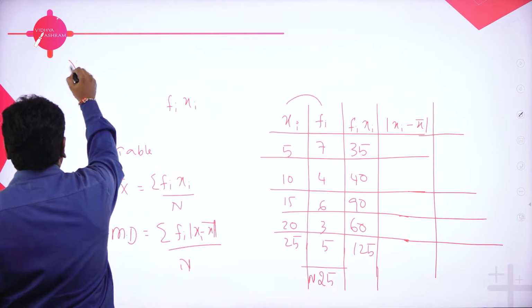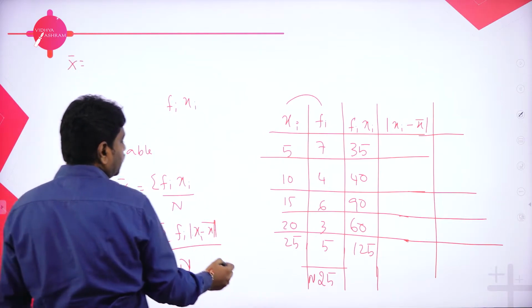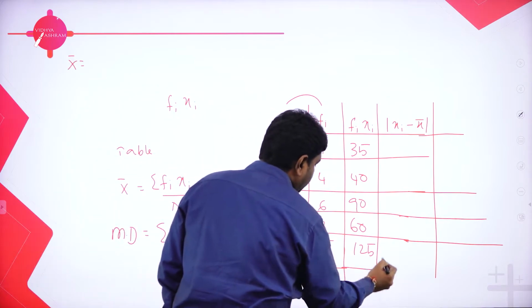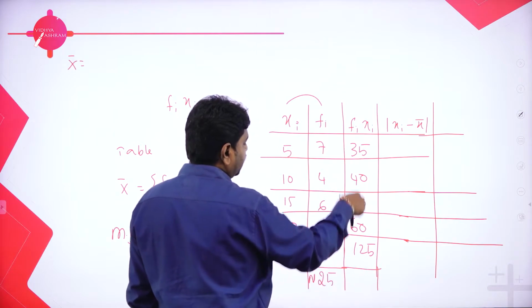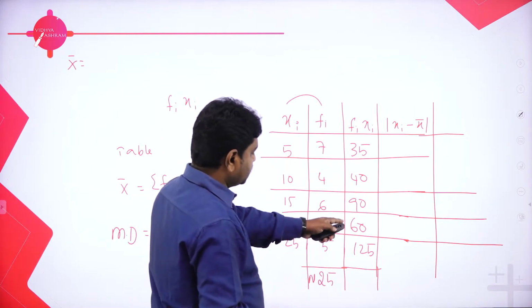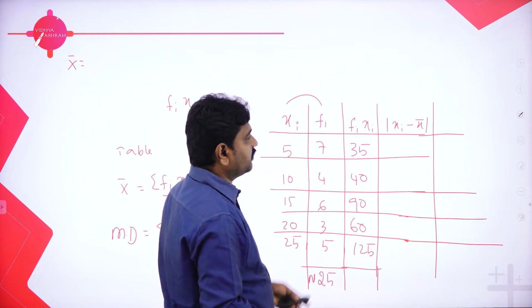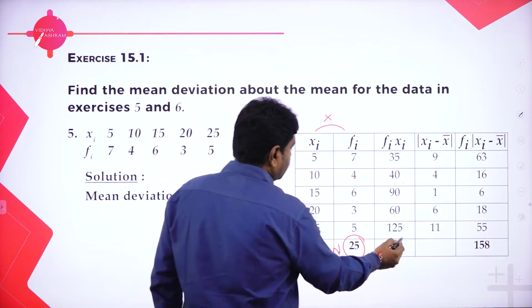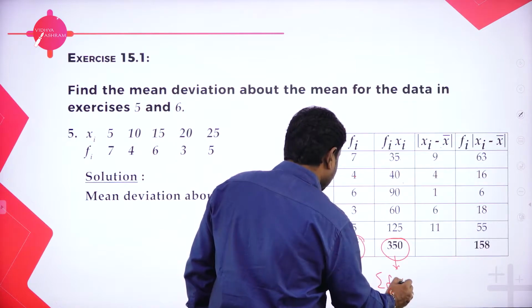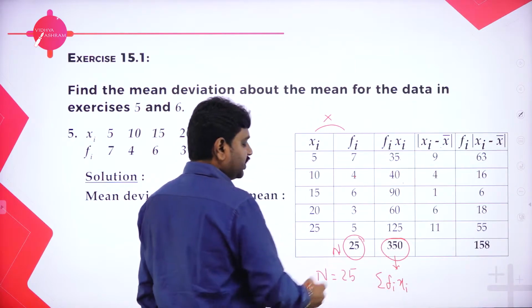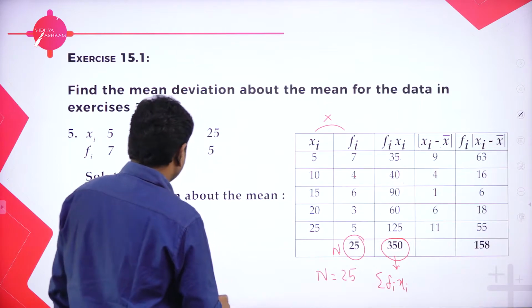How to find mean? X bar is equal to sigma fi xi by N. Sigma fi xi means I should add this column also. If I add this, from the table you add it. So 125 plus 60 plus 90 plus 40 plus 35, you add and write it here. What is sigma fi xi? 350. So now we can calculate mean.